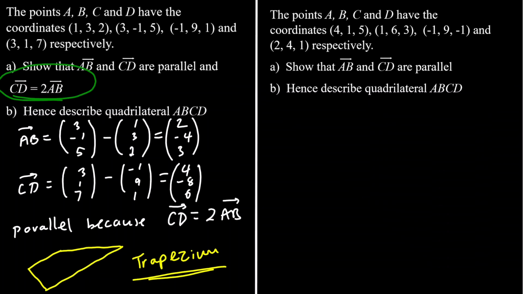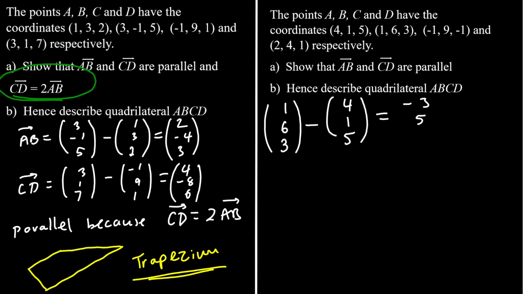One question for you to try, see if you can give it a go. So again, we need to show that AB and CD are parallel. So to go from A to B, we do B take away A. So (1, 6, 3) take away (4, 1, 5). So that's (-3, 5, -2). So that's AB.